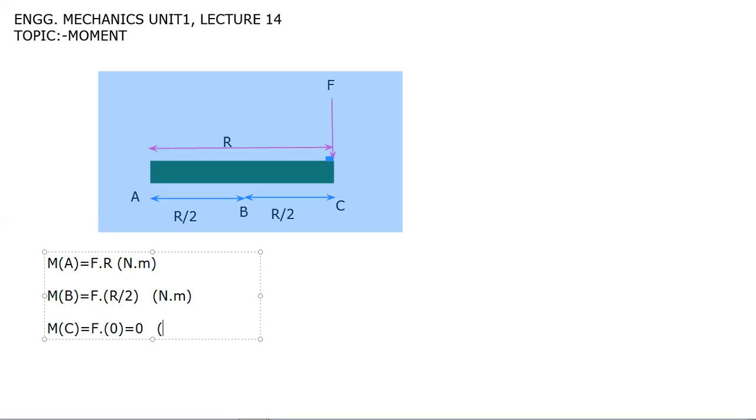Here also the unit will be Newton meter. In all three cases, the unit will be the same. The only difference is that the values are different, because the moment changes as the distance changes. Now remember one thing, that your moment is directly proportional to the distance. When you increase the distance, the moment also increases.